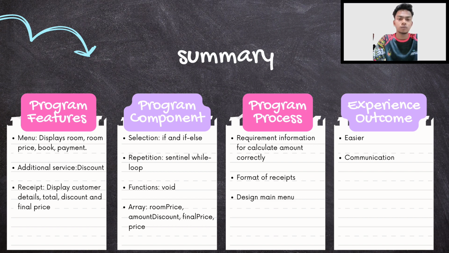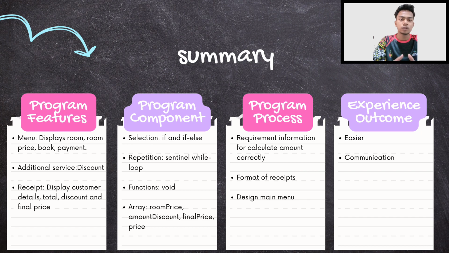For our summary, we have four points that came out from our program. The first one is program features. There are three points that our program contains. The first one is the menu, which displays room price, book and also payment. The second one is additional service, where we have a discount. The last one is the receipt, which displays customer detail, total discount and final price.